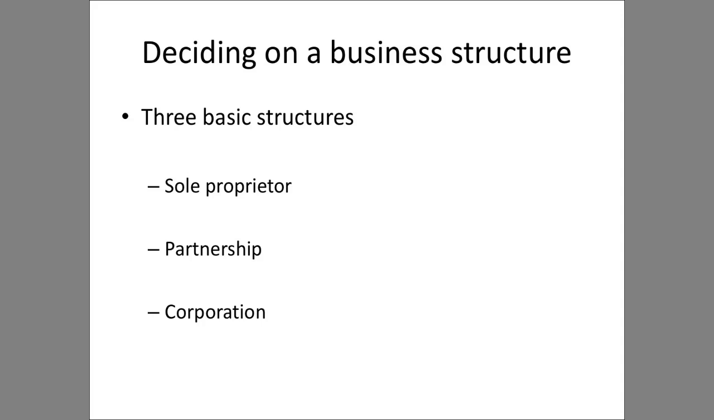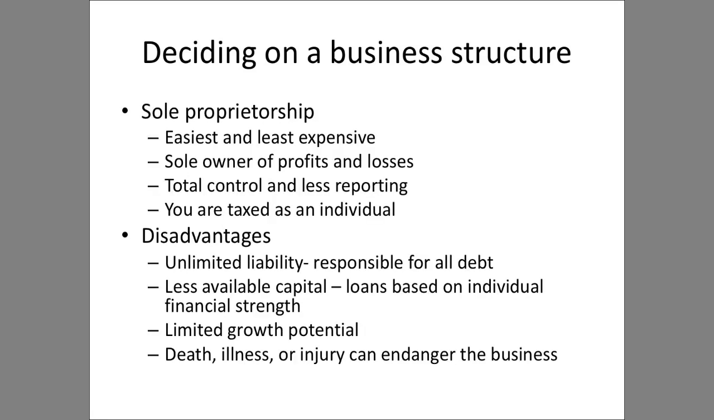The three basic structures that a lot of people go into are sole proprietorship, partnership, or corporation. Sole proprietorship is the easiest and least expensive. You're the sole owner of the profits and losses. You have total control, and there's less reporting needed. And you are taxed as an individual, and usually you can just file your own personal taxes with additional forms added on.